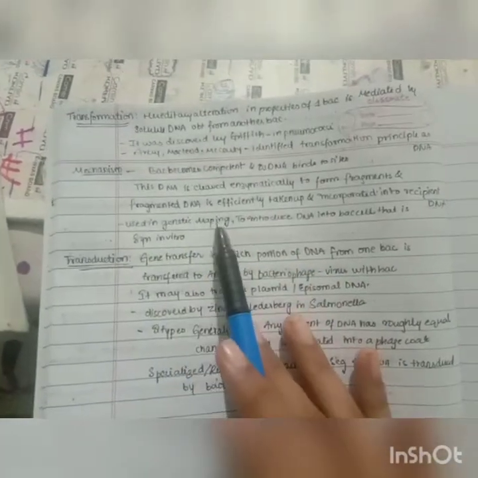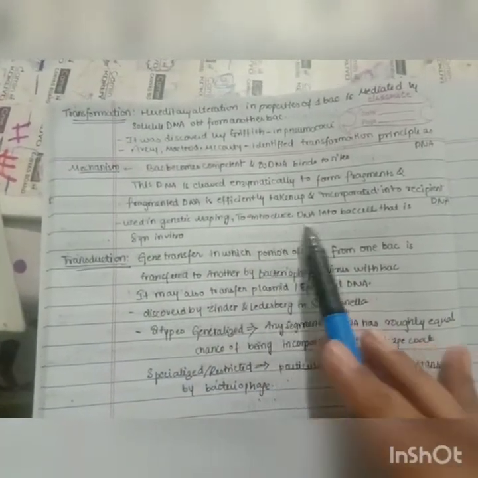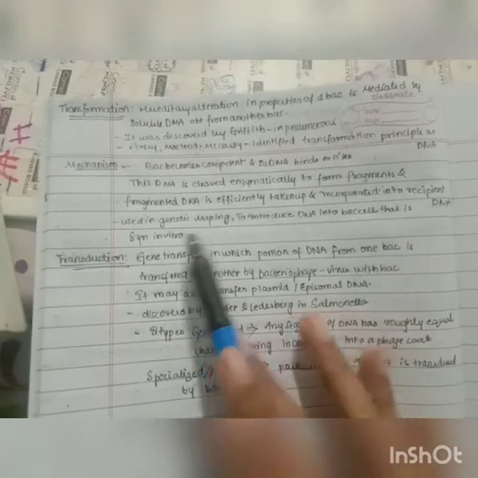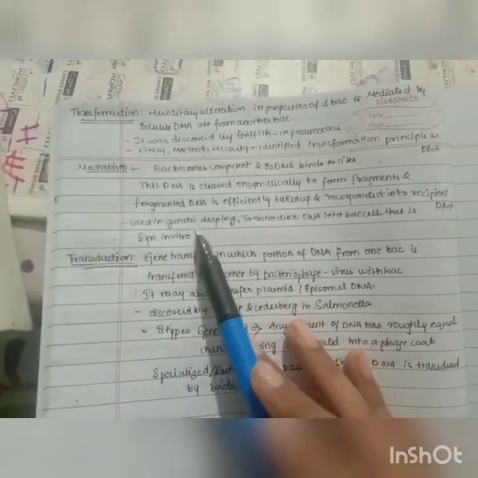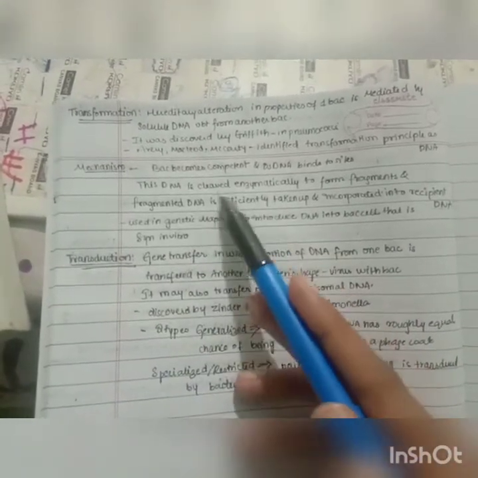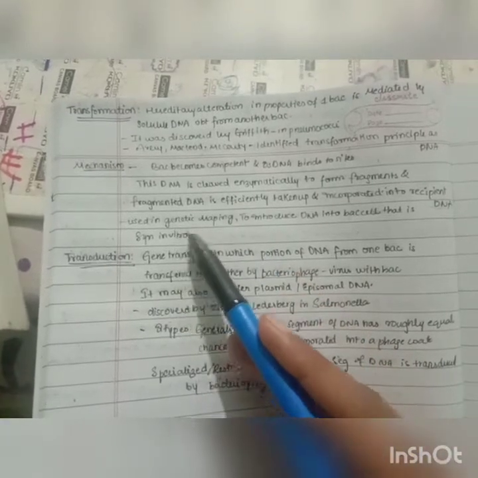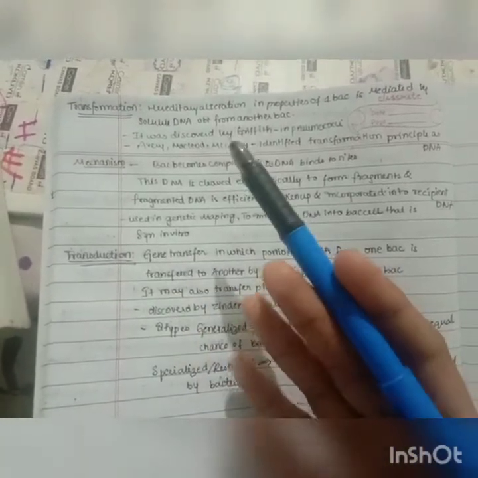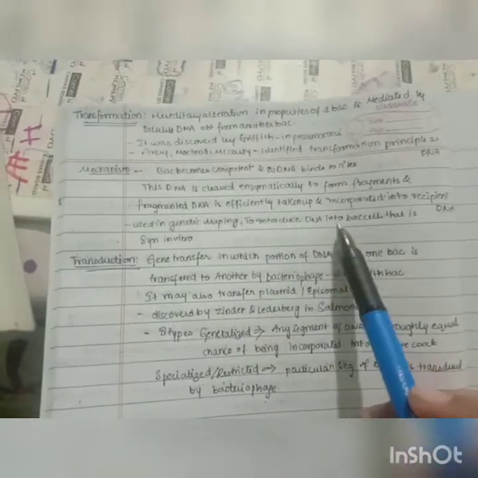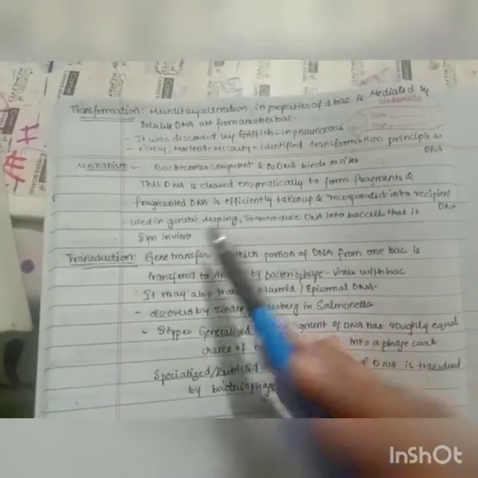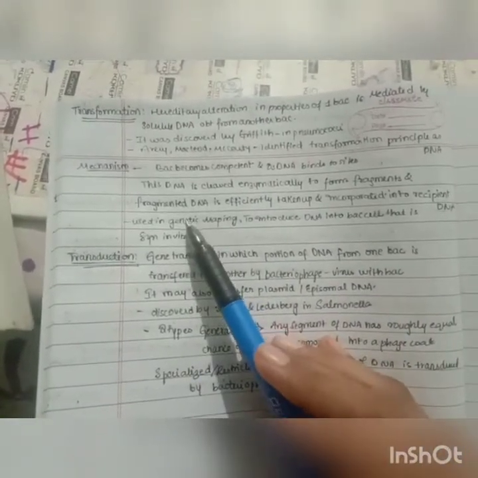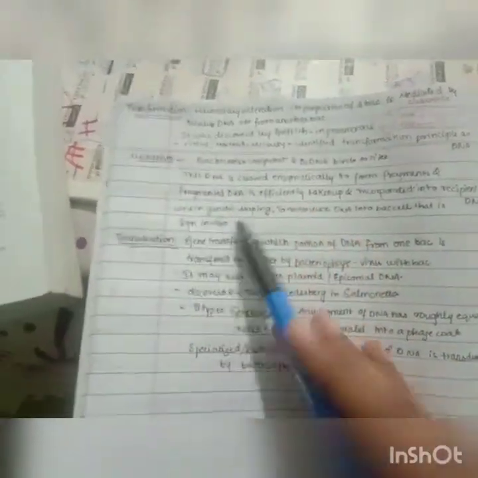It is used in genetic mapping to introduce the DNA into the bacterial cell, that is synthesis in vitro. Even we can do it by that natural process I talked about before, and now in vitro. We can even make the bacterial cell DNA of our wish in our laboratories, and we can transform it into the other normal bacterial cell.